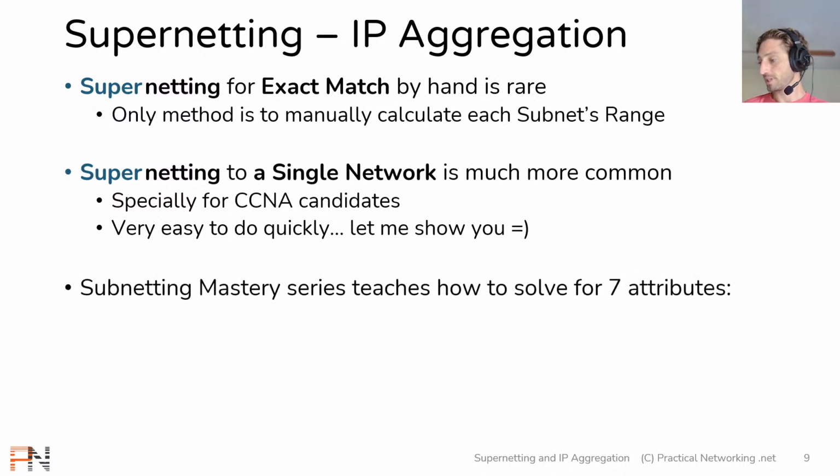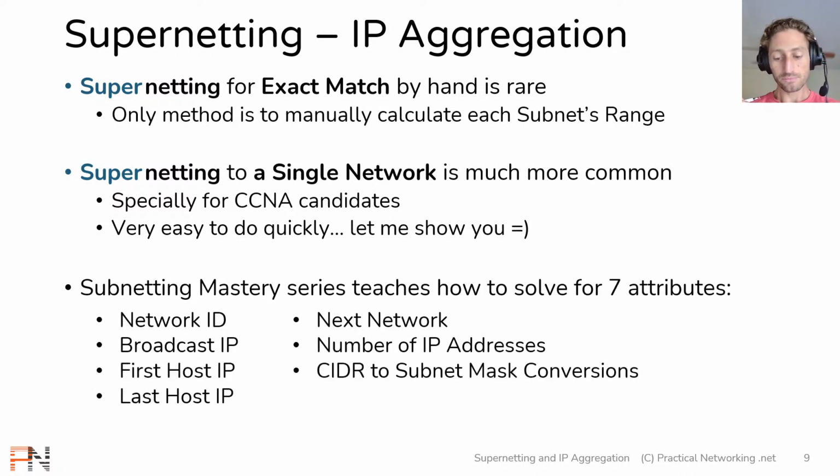Now again, the prerequisite for this was having seen the Subnetting Mastery video series. In that series, I showed you how to solve quickly for these 7 attributes right here. I told you that every subnetting question you ever encounter is just going to be asking you to solve for one or more of those 7 attributes. Well, in this case, when you're doing supernetting, the subnetting attributes you care about are the network ID and the broadcast IP. Let me show you.